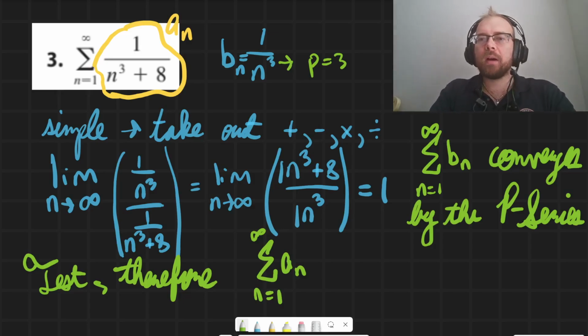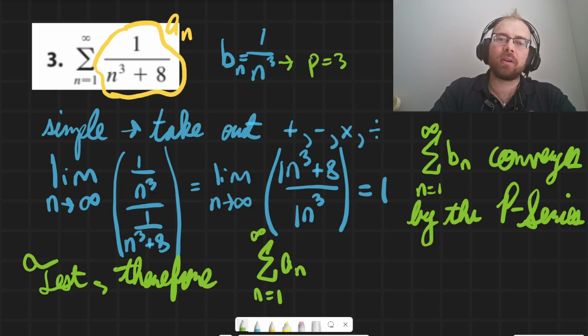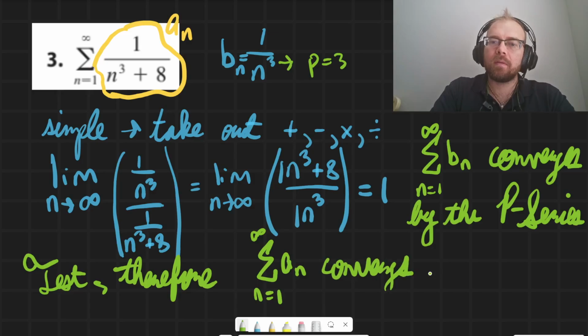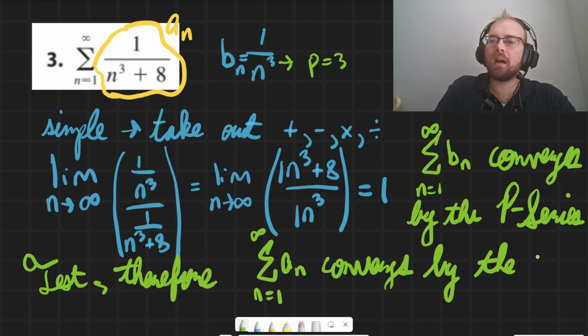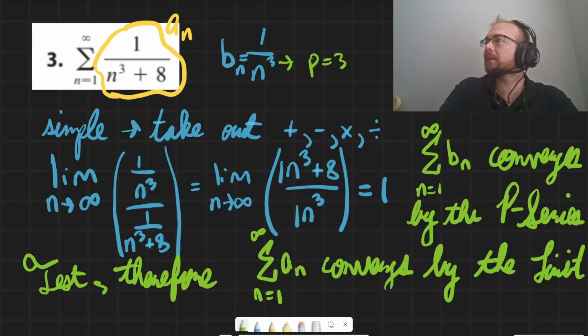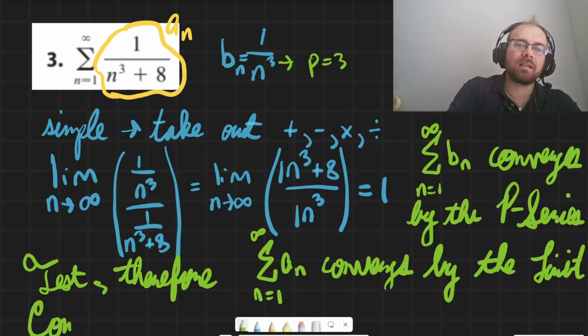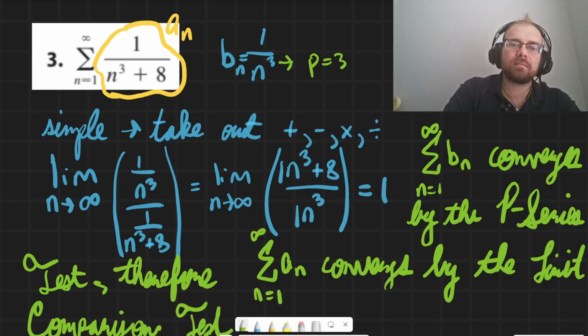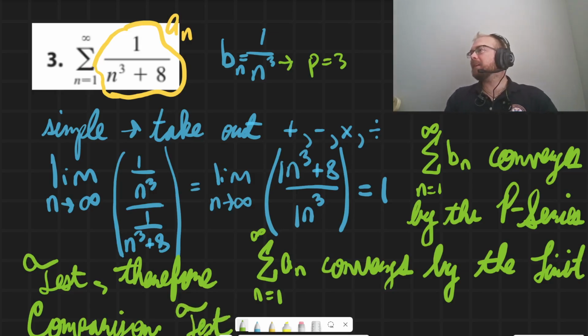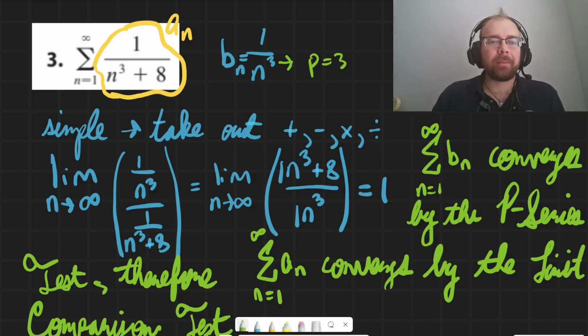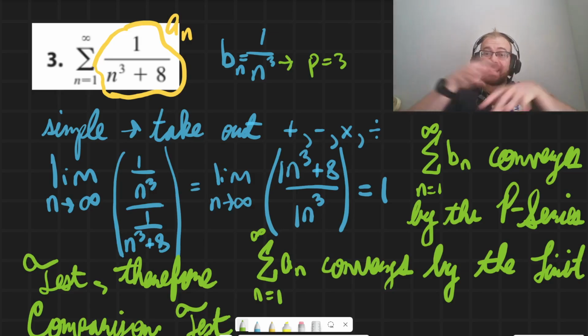All right, so b sub n converges by the p-series test. Therefore, a sub n converges by the limit comparison test. I'm going to squeeze this in so I don't have to try to scroll on here. By the limit comparison test. Aha! It does fit, just barely. Okay. So that's it. That's like the by the book answer.